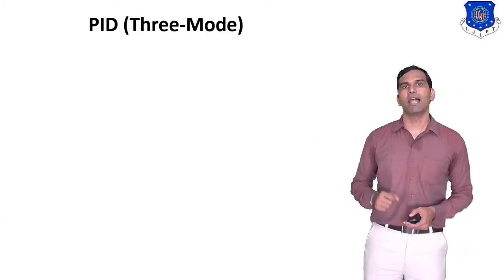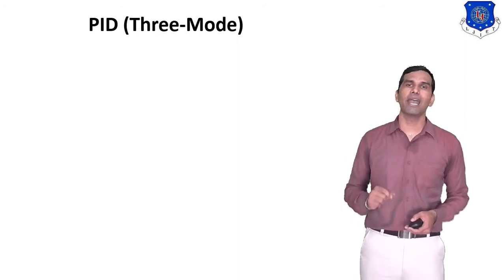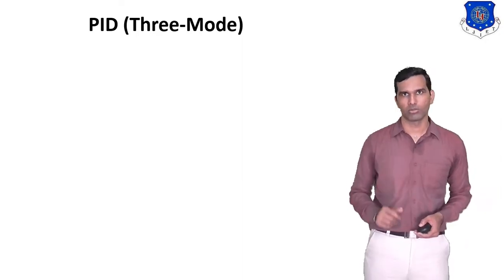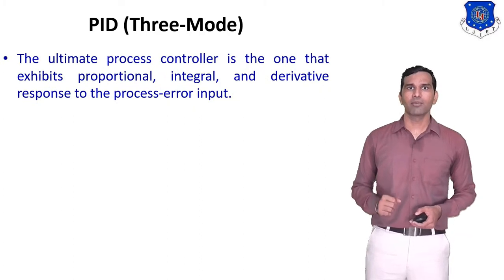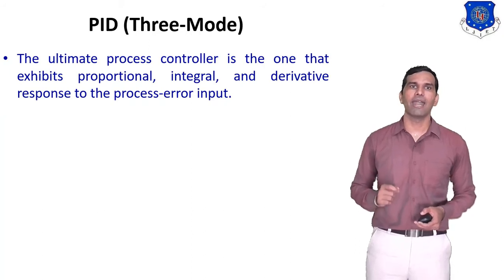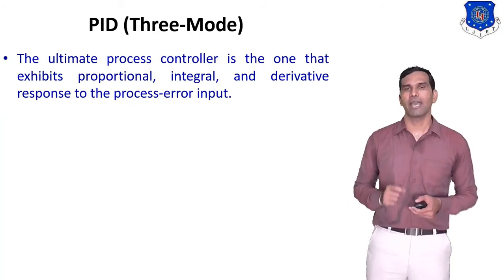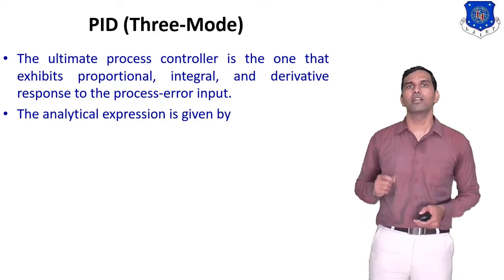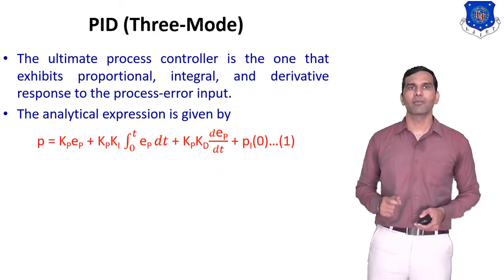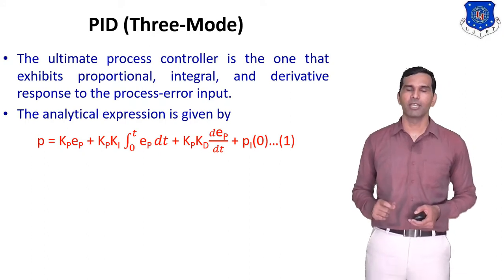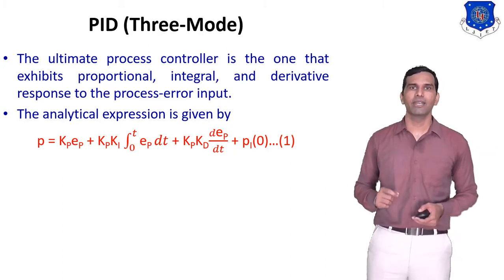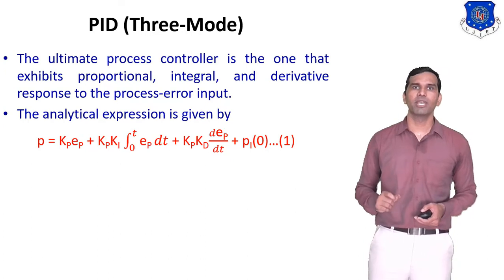Now we discuss the last control mode. This is the PID, or we can say the proportional plus derivative plus integral control mode. The ultimate process control is one that exhibits proportional, integral and derivative response to the process error input. The analytical expression for the PID controller mode can be given by P equals Kp Ep plus Kp Ki integral from 0 to t of Ep dt plus Kp Kd dEp upon dt plus Pi(0).